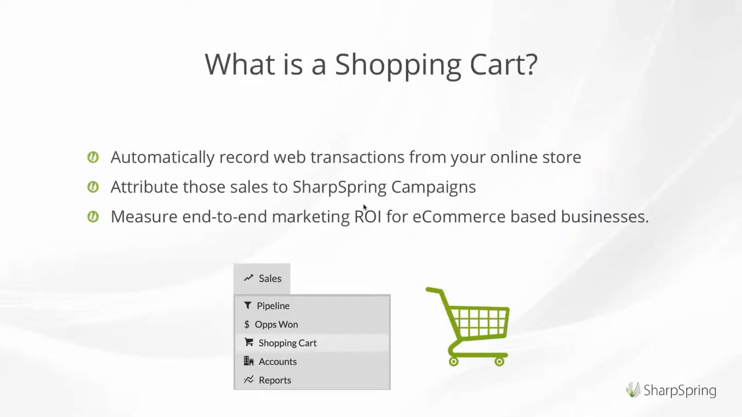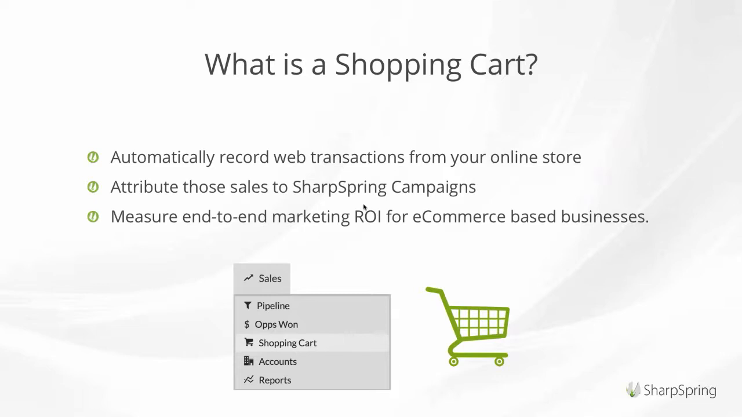You guys may, as agencies, you probably don't have a shopping cart, right? Some of you may, but your clients most certainly will, at least some of them, at some point. E-commerce is a growing thing all the time. So a shopping cart for us is the ability to automatically record web transactions from an online store. So something like Shopify or WooCommerce. Those are two very common examples of online stores that make it easy for people to basically sell their goods online. And then we're able to attribute those sales to SharpSpring campaigns.